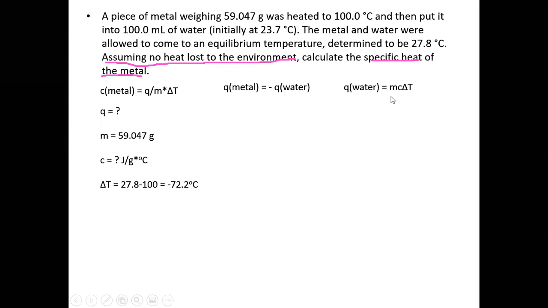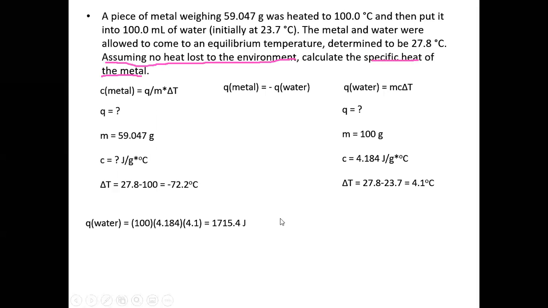And with Q water, again, we're going to use mc delta T. So now we don't know the Q, but we know the mass, we know the specific heat, and we know delta T. And again, for this, they assume that the density of water is 1 gram per milliliter. So now we can solve for the Q of water. So we get 1715.4 joules. Then we can take the negative of this and we get the Q of metal.